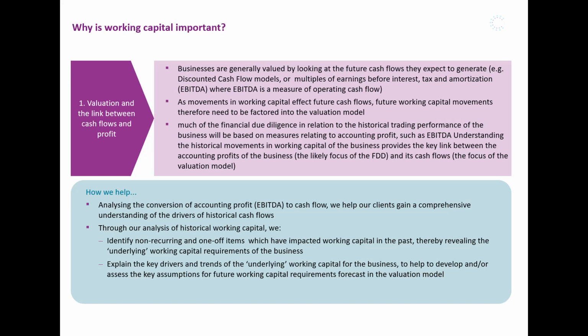Part of that analysis might be helping you get a good idea of working capital, both for your model, but also your calculation of purchase price at completion. And we'd ask them to look at identifying any non-recurring and one-off items which might have impacted working capital in the past, thereby revealing the underlying working capital requirements of the business. This is what we'd use as our base case going forward. It also helps us understand the key drivers and trends of that underlying working capital. Is it increasing over time? Does it have a lot of seasonality or cyclicality that we need to factor into our model as well?